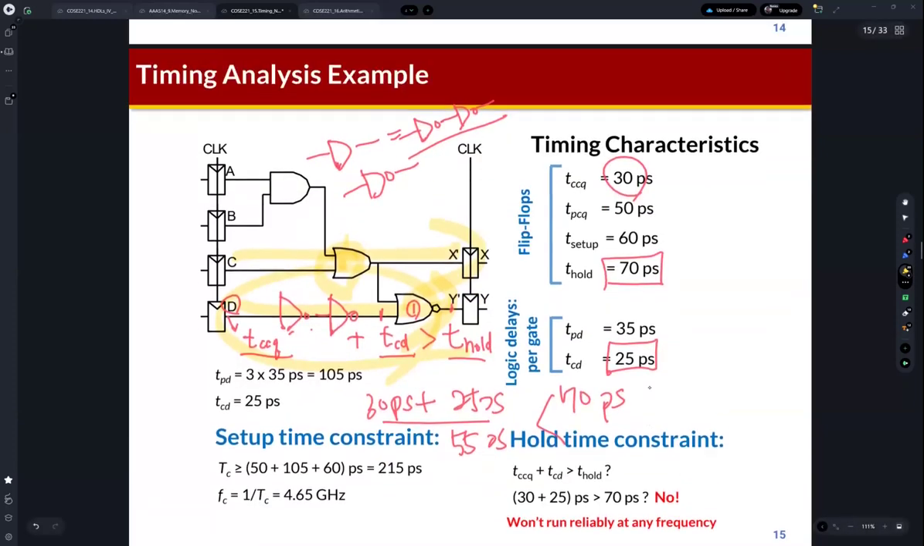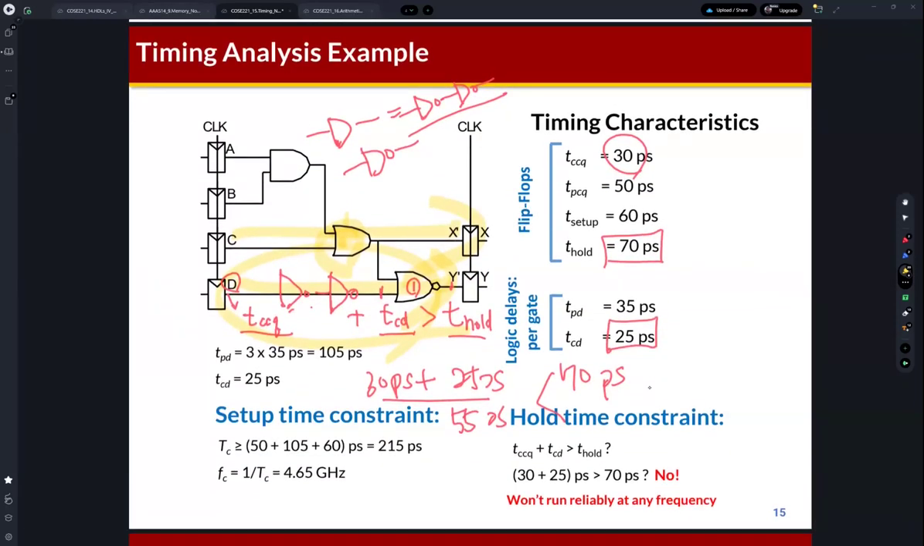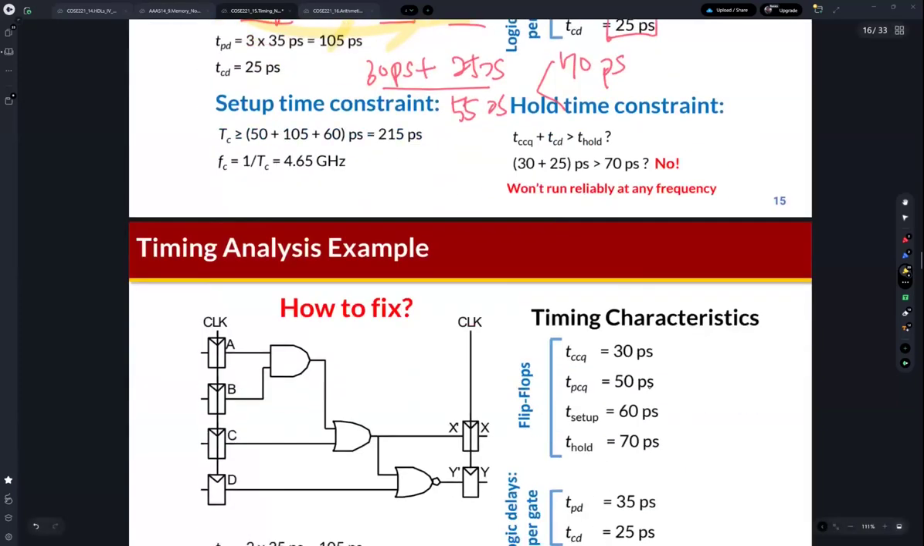If a hold time violation is detected, we can avoid it by adding a buffer. A buffer is just back-to-back inverters. An inverter also has delay, which means that we can add delay on the minimum delay path, so we can avoid the hold time violation. This is what we learned in the previous class.